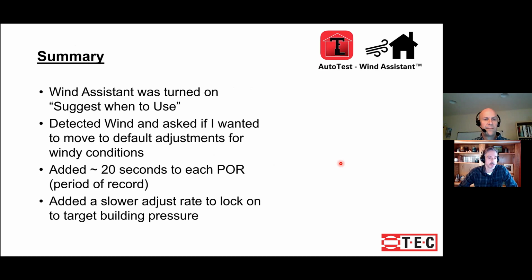It added about 20 seconds, from 10 to 30 in this case, because I kept it at the default for my periods of records. And then it was a little slower to reach the 50 Pascal reading. Now, I only did a single point test, so it didn't add a lot of time to my test between the two. If you're doing a multi-point, you're going to have that added time to every one of your readings and the baselines. So it might add something on the order of 5 to 8 minutes.